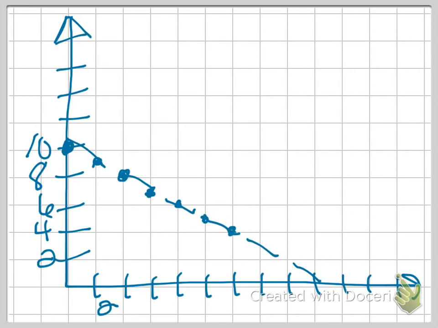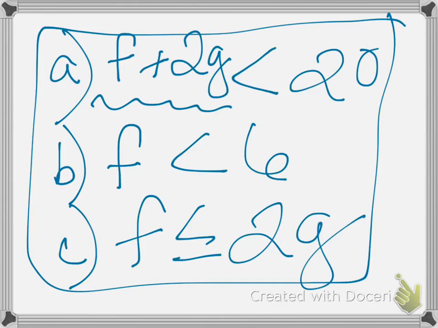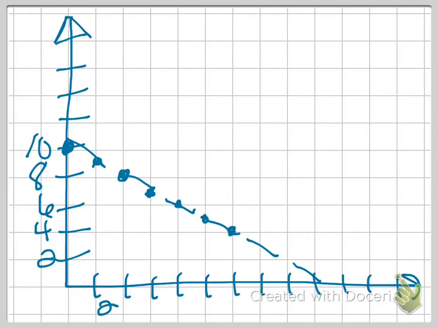So here's our first line. Negative 1/2 is our slope. So that's what that graphs to be. All right, on our next equation, B, it's only F is less than 6. So what kind of line is that going to be?